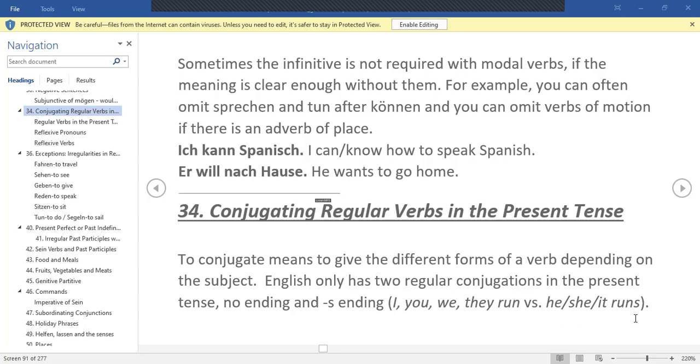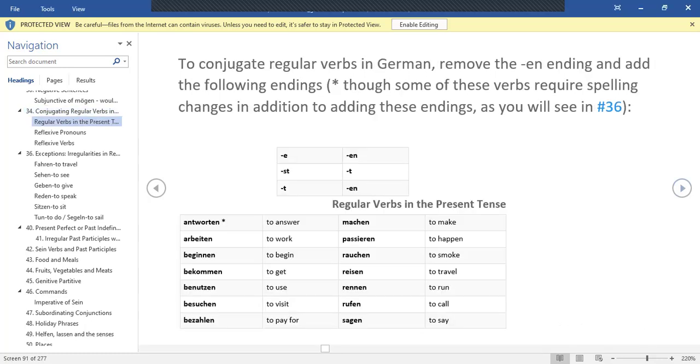So this applies also in German. For example, I want to use the word come. In English it is I come, you come, we come, they come. But when it is he, she, and it, we say he comes, she comes, it comes. To conjugate regular verbs in German, we remove the en ending from the verb, and then we add the following endings. Some of the verbs require spelling changes, in addition to adding these endings.